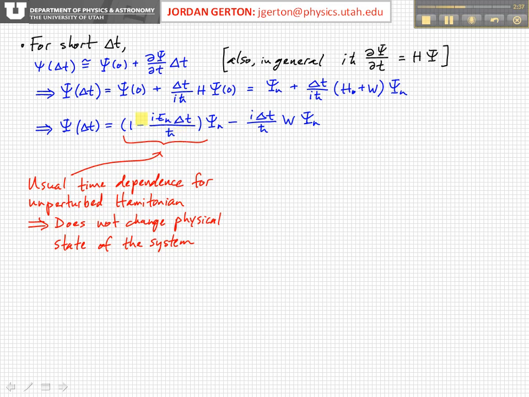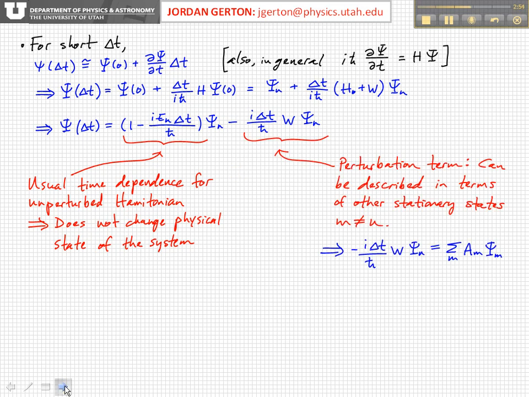So this acting on psi sub n is just the usual time dependence for the unperturbed Hamiltonian, and so this does not change the physical state of the system. However, this part over here is the perturbation term, and this operator acting on an eigenfunction of the unperturbed Hamiltonian will give you a different wave function.